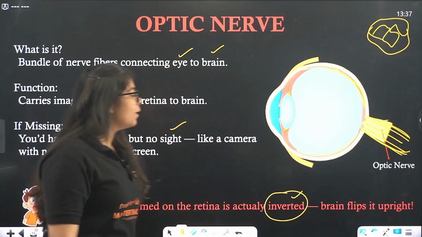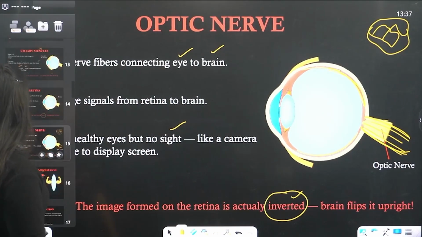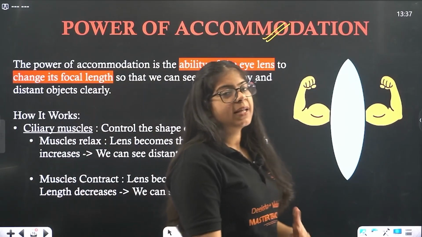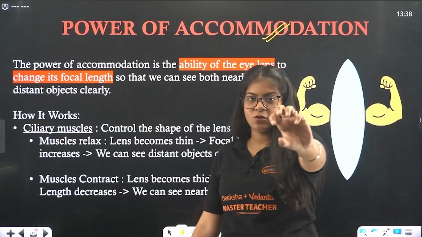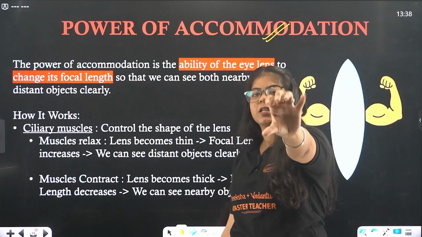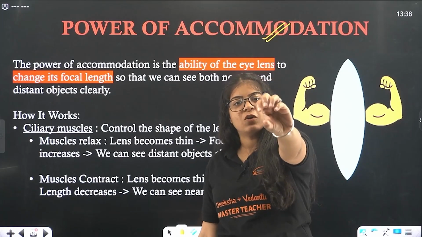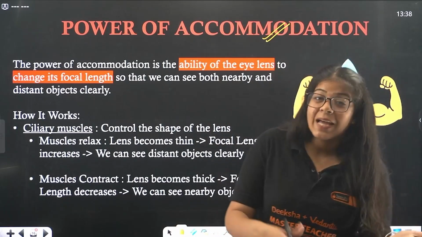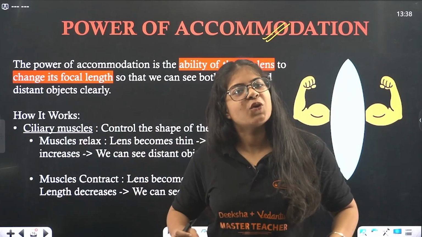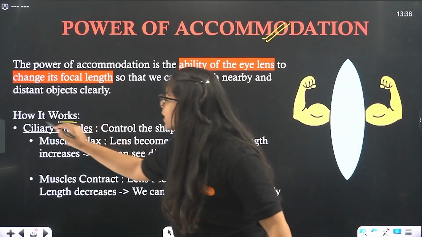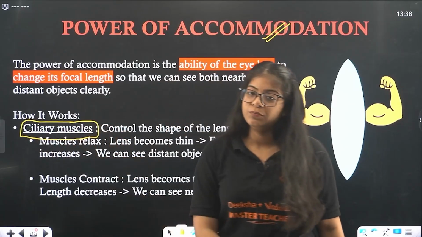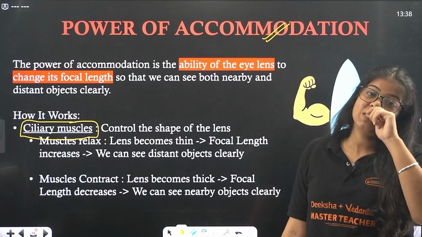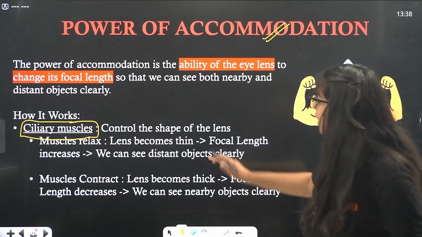Then, after that, we have the power of accommodation. We studied that the lens can change its size. It can contract, it can relax, it can get thickened, it can get flattened. It can change its focal length, small focal length, big focal length. Now, what helps to do this? Ciliary muscles. We also studied that. These ciliary muscles help to do it. How they do it is the main question they have asked once in your examinations. They control the shape of the lens.